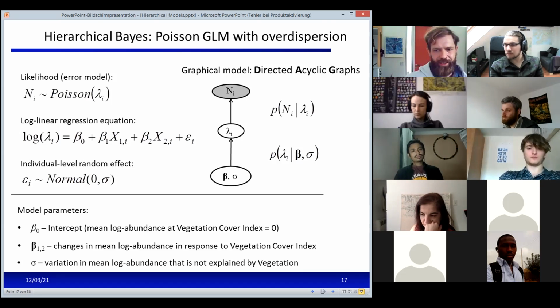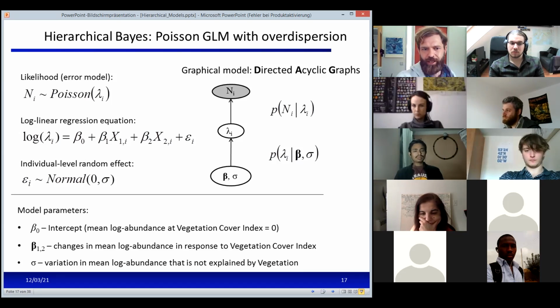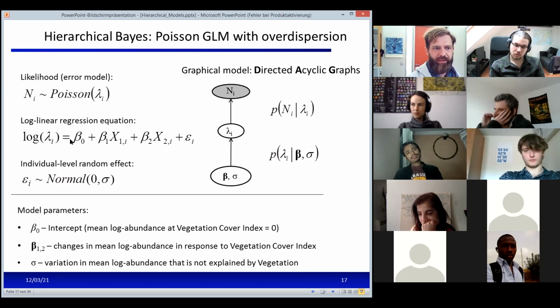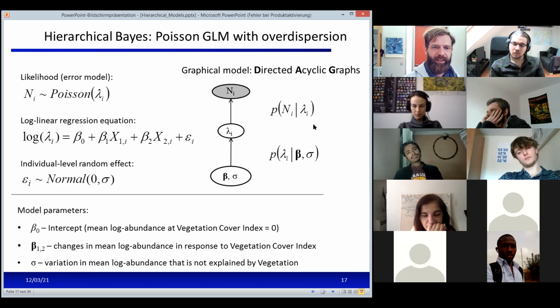And the important effect this has on my statistical model is that now the predicted mean abundance for each of my data points is no longer a deterministic function of my model parameters, but it becomes a stochastic node in my model itself, because it's now described as a random variable conditional on the regression parameters that describe the generally expected mean abundance, but also depends on this variation in the individual level random effects.